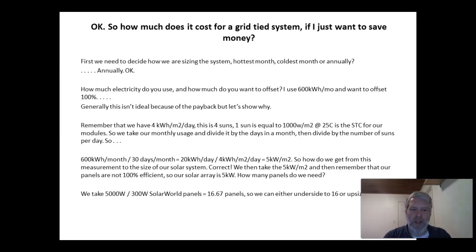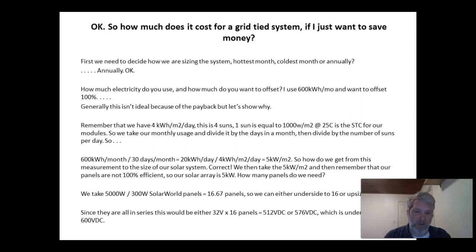With string systems, they have to be balanced, so they have to be in even amounts. We can do a 16 or we can do an 18. Technically, we could do a 17 if we were using microinverters. So let's choose 16. Then they're all in series. They'd be 32 volts each, and 16 panels gives us 512 volts, or 576, which is under the 600 volts. So we could do either. Doesn't matter.